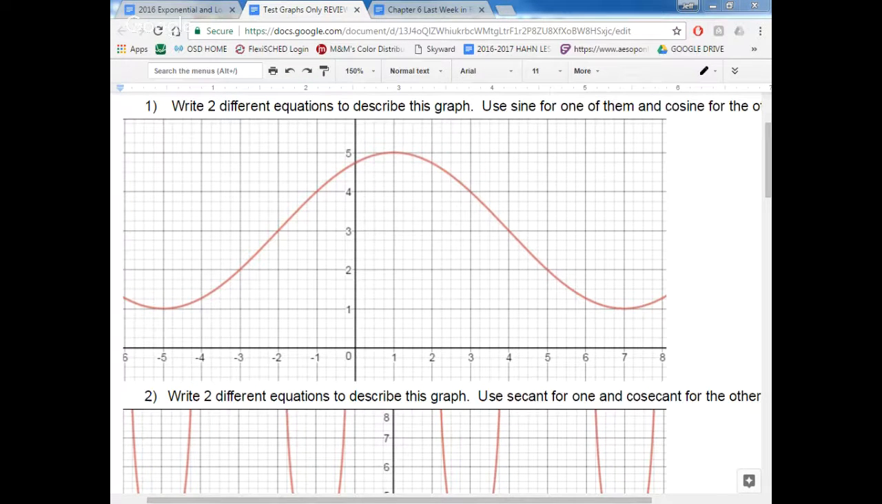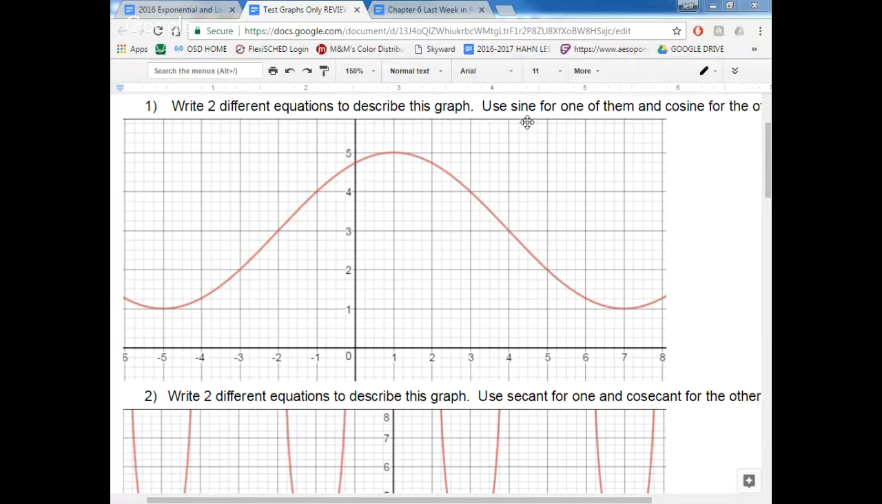Okay, we're looking at the review sheet here for the trig graphs test. And number one, we ask you to write both equations here, so that way you make sure you get to do both types of phase shifts. Position, sine and cosine are important. The native position of sine.